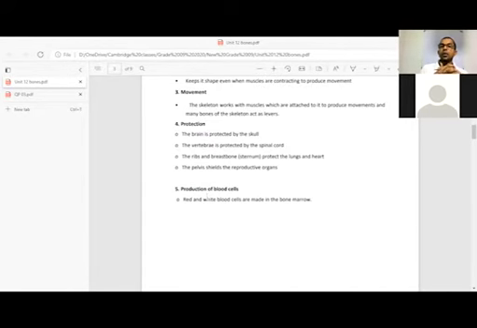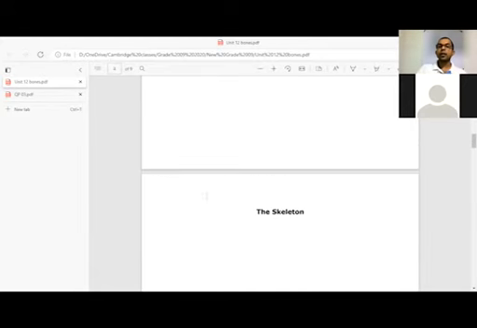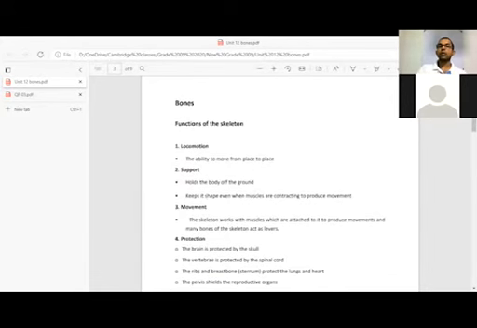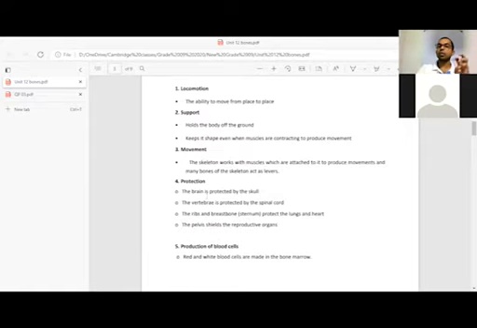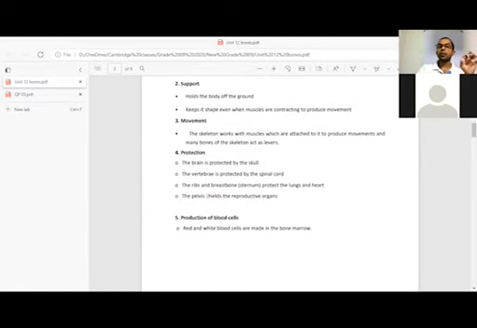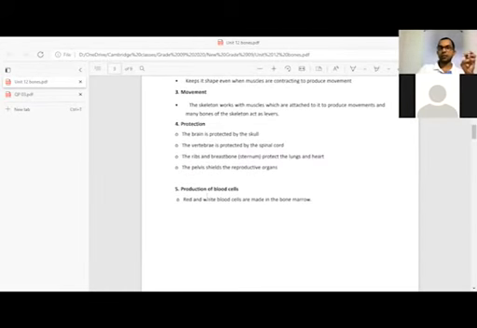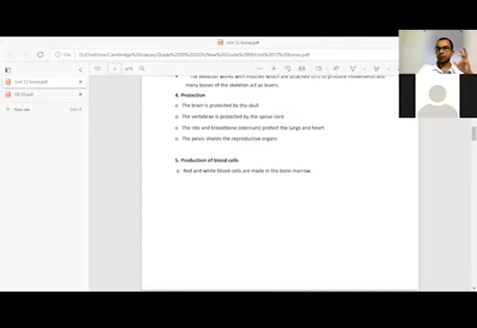And also, the skeletal system supports the production of blood cells. Red and white blood cells are produced in the bone marrow. Bone marrow is in our bones, in specific areas, and it produces our red blood cells as well as white blood cells. So those are the functions of our skeletal system: locomotion, support, movement, protection, and the production of blood cells. We should keep them in mind.